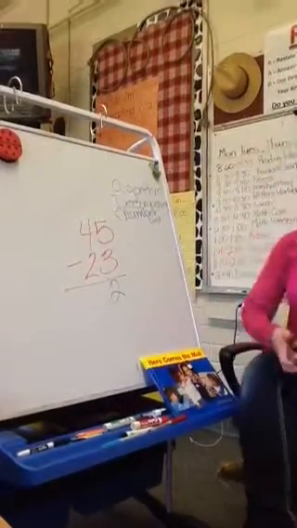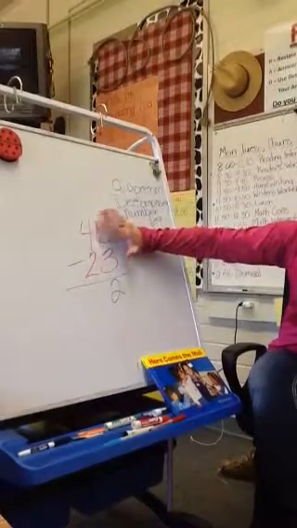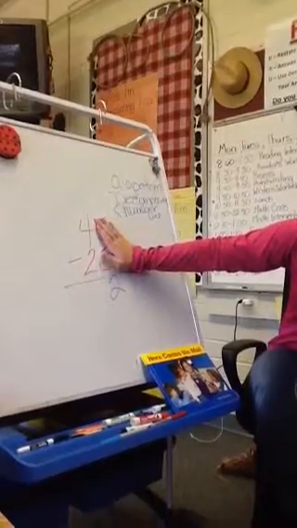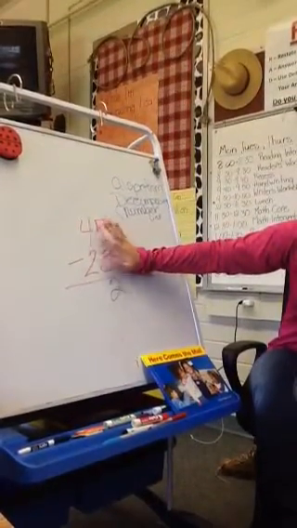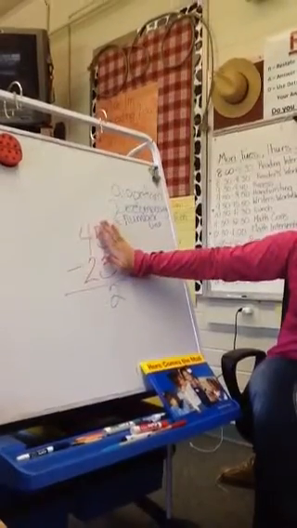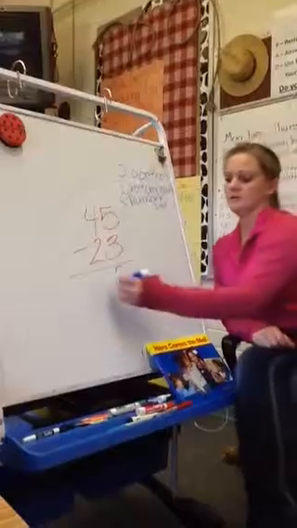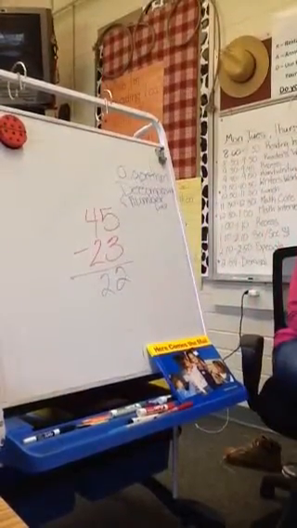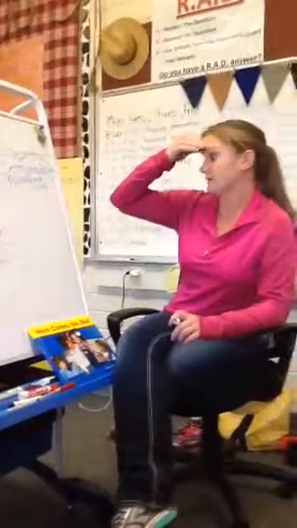Yes. So now I look at my tens spot. Do I have the bigger number on top? Yes. Is 40 bigger than 20? What do you think, Cole? Yes. Okay, can I take 20 away from 40? What is it? 20. So my answer is 22. Okay, awesome. Boys and girls, that's the algorithm way.